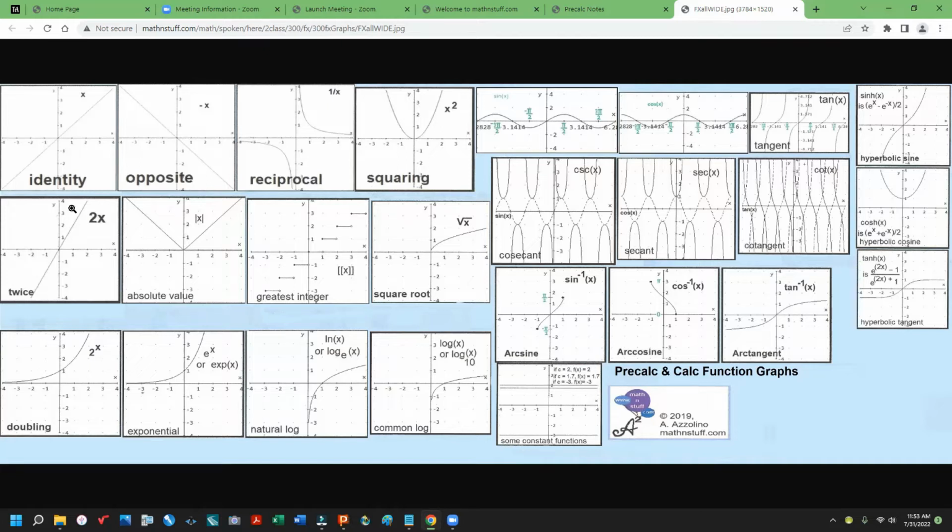The most important are the identity, opposite, and reciprocal. Squaring probably comes after that. Doubling and twice, exponential growth here, natural log growth here. But this is a gallery of what's available.